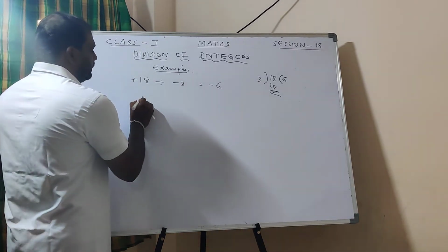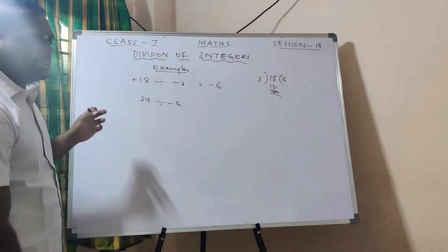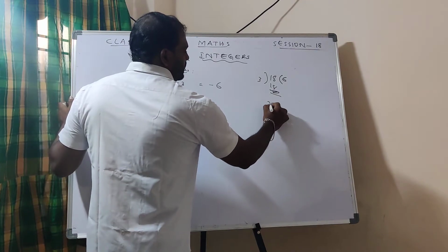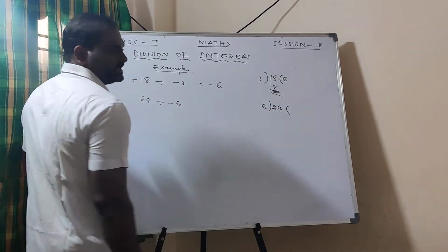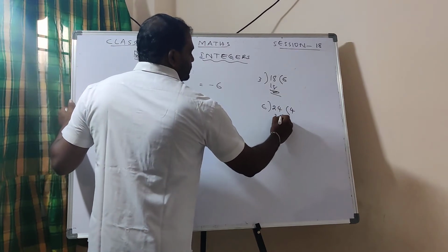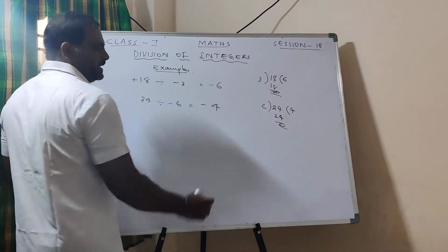Next, 24 divided by minus 6. What is the answer? Same, first follow the regular division method, 24 divided by 6. 6 4s are 24, so the answer is 4, but you have to write it as minus 4.